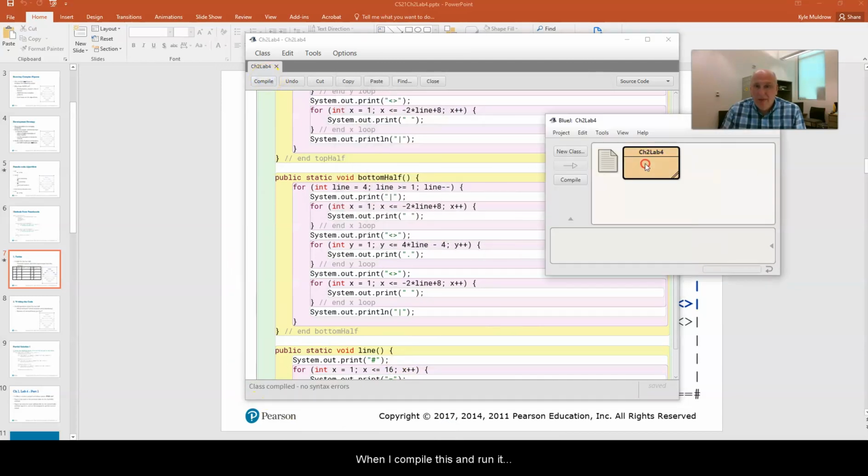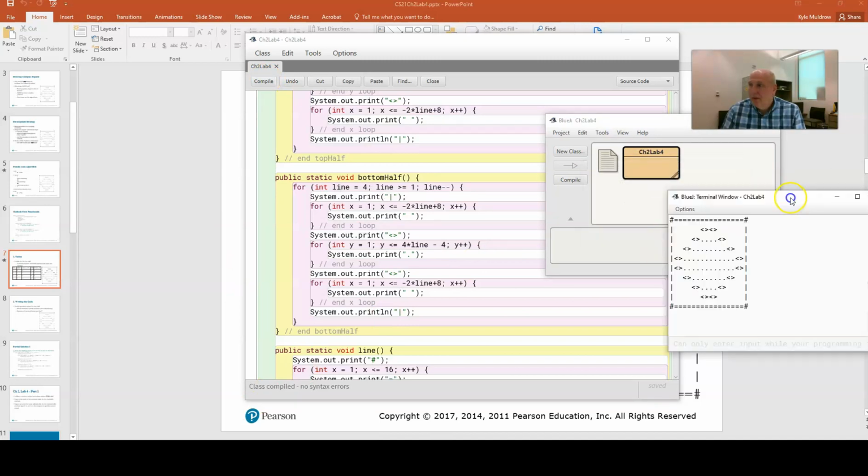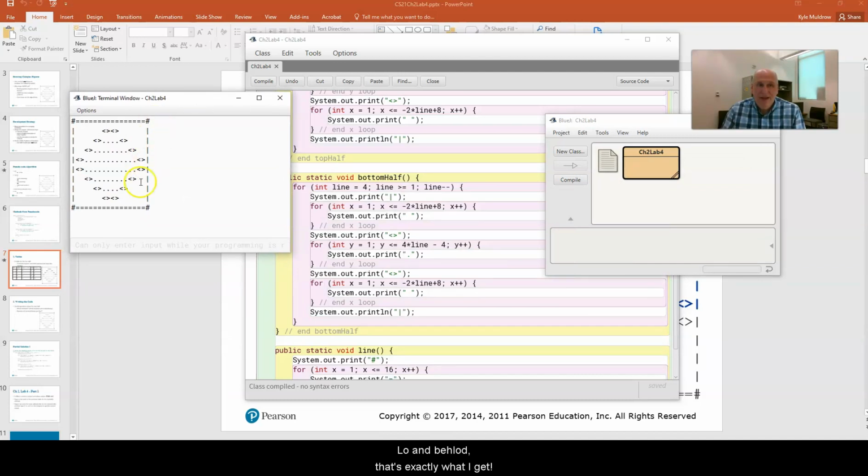When I compile this and run it, lo and behold, that's exactly what I get. There's my output. So it works.